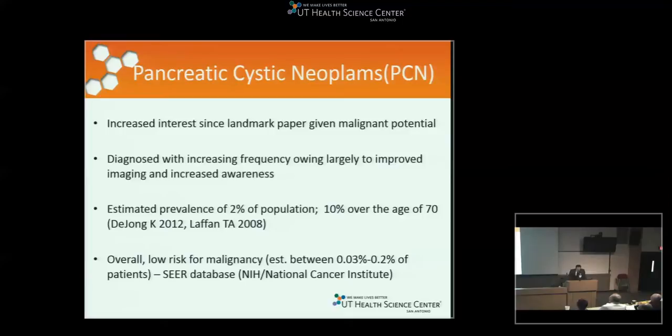It's estimated that between 0.03% and 0.2% of the population are walking around with mucinous neoplasms in their abdomen, according to the SEER database published by the NIH and the National Cancer Institute.